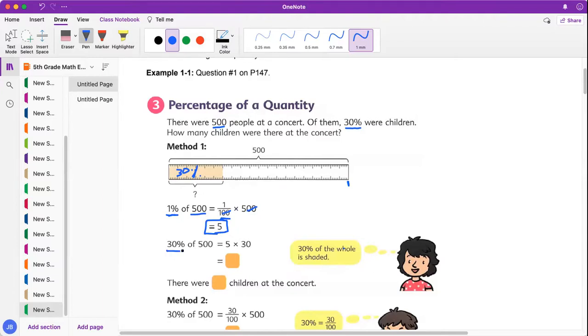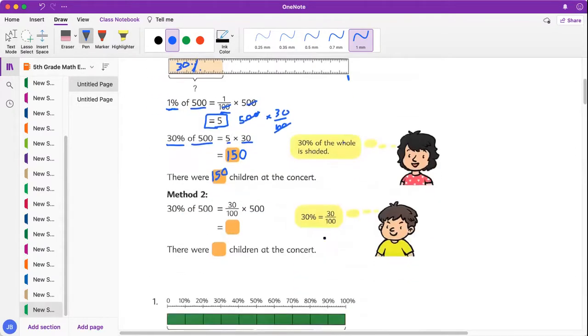So then if we did 30% of 500, we can do the same, right? We can say that this is 500 times 30 over 100. And like we said before, 100 and 500 cancel to get 5. That's how we get 5 times 30. 5 times 3 is 15, and we add our 0, so we get 150. So here we can say there were 150 children at the concert, and that will be 30%. Any questions on that one, or anything at all?